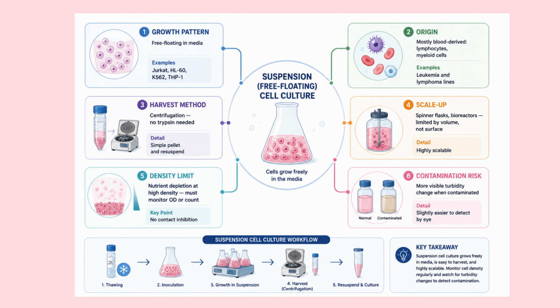A quick centrifugation is usually enough to pellet the cells, no trypsin is required. Suspension cultures are also highly scalable. They can be expanded in spinner flasks or bioreactors, where growth is limited mainly by the culture volume rather than the available surface area. Unlike adherent cells, suspension cells do not experience contact inhibition. Instead, their growth is limited by nutrient depletion and waste accumulation, so regular cell counting and density monitoring are essential.